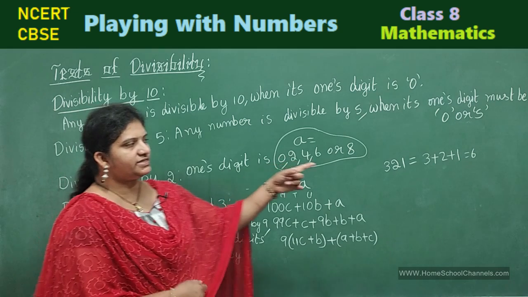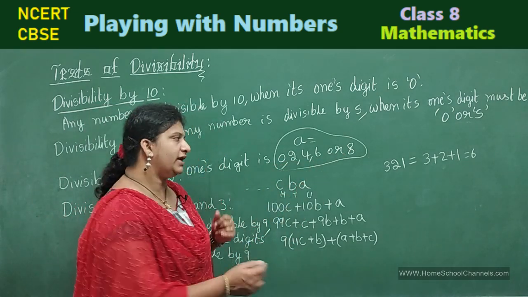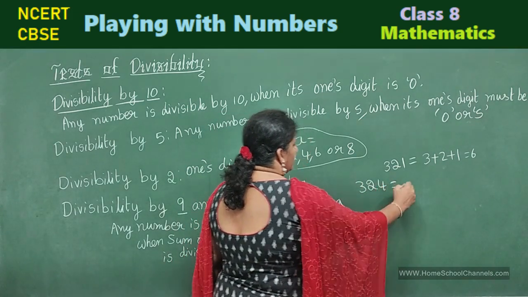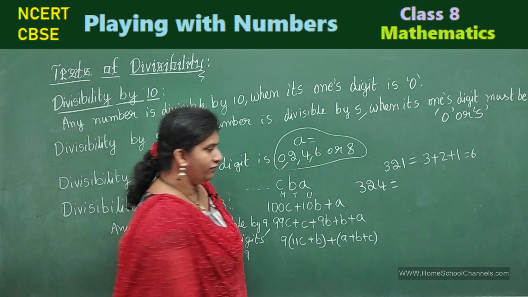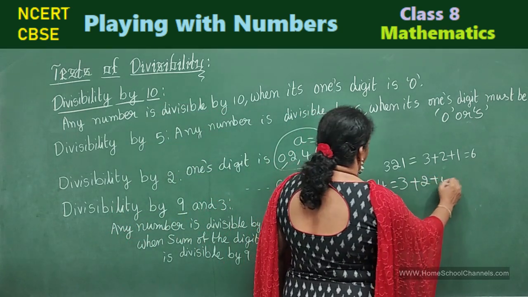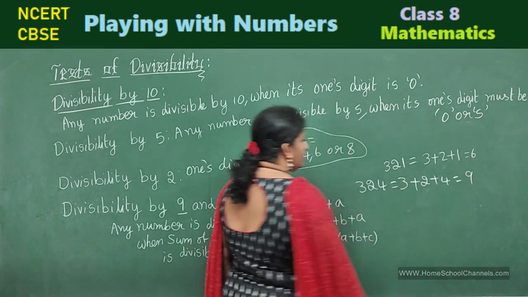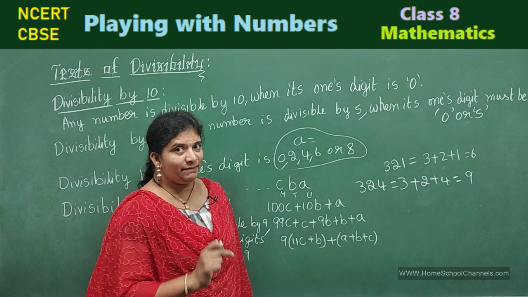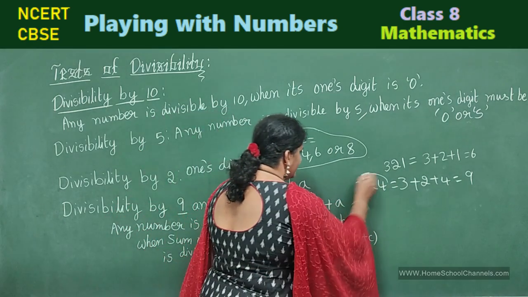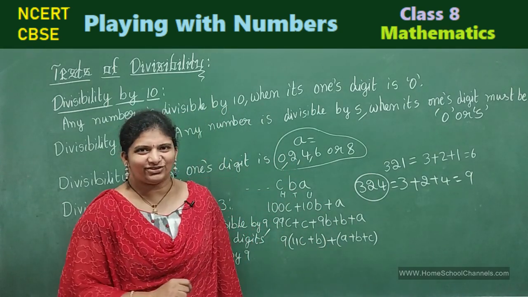Sum of the digits, is it divisible by 9? No, it is not divisible. Let me take another number, 324. If I take 324, sum the digits: 3 plus 2 plus 4, 3 plus 2 is 5, 5 plus 4 will be 9. Yes, 9 is divisible by 9. Therefore, 324 is divisible by 9. If you want, you can check it out.